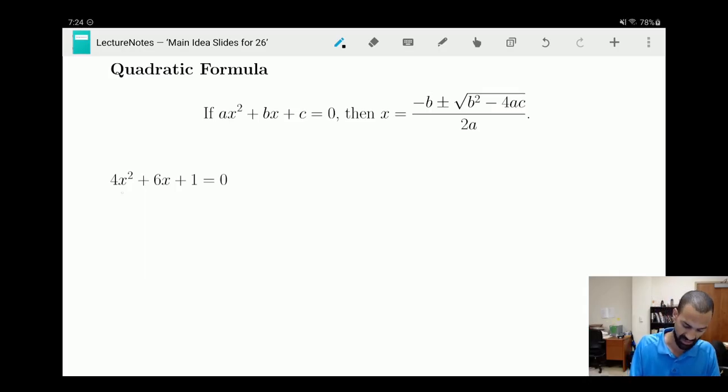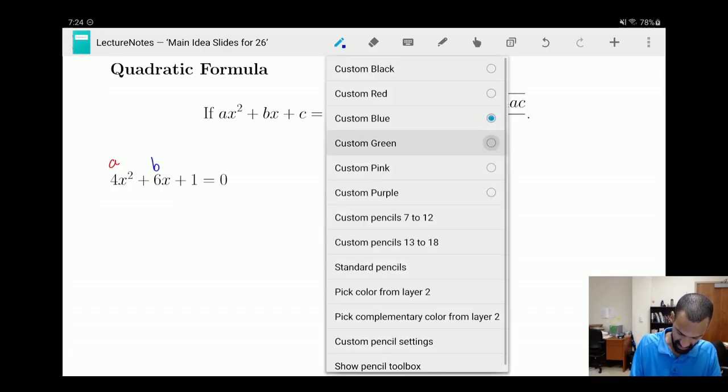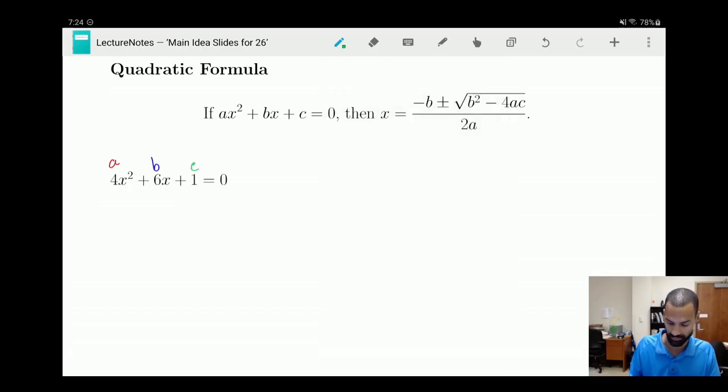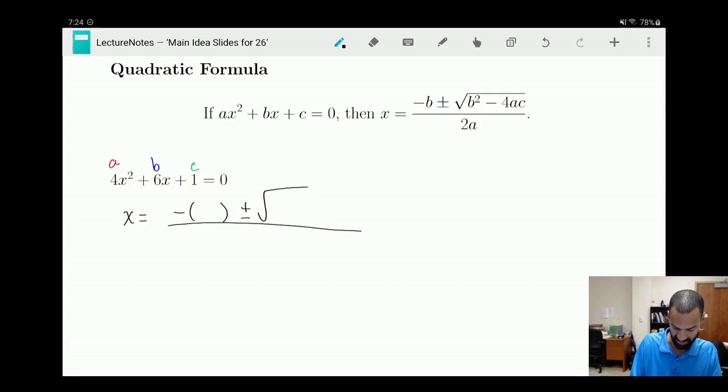All right, notice it's in standard form: ax squared plus bx plus c equals 0, which means that a is 4, b is 6, and c is 1. Those are the numbers I need to plug into the formula. x equals negative b, I'm going to leave it blank, plus or minus the square root of b squared minus 4 times a and c, all over 2 times a.